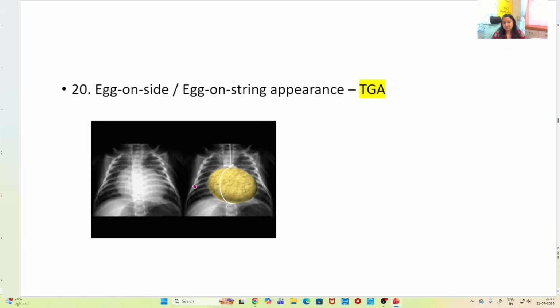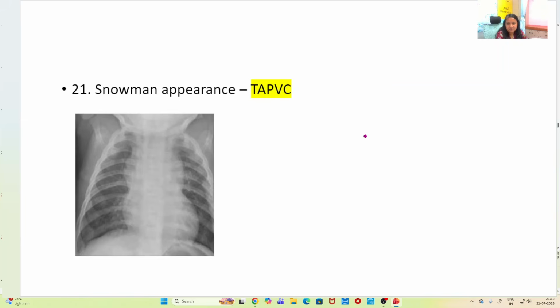Egg on side appearance, egg on string appearance, this is seen in TGA. Now TGA is basically what? Transposition of great arteries. This is the cardiomegaly, these are enlarged chambers. This is egg on side appearance, and it appears like egg on string because both these main vessels, the aorta as well as the pulmonary artery, stack on each other. Okay, what is snowman appearance? This is figure of 8 appearance. Okay, TAPVC, this is seen in total anomalous pulmonary venous connection.